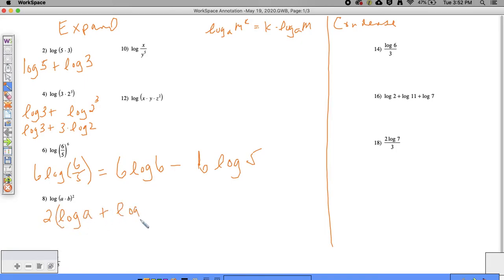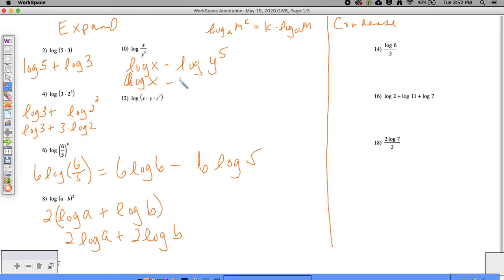So this is telling me that I can go ahead and do this, right? I had to bring the 2 down first, but my final answer should be 2 log of A plus 2 log of B, okay? Again, up here, you can do this where you're going to do the log of X minus the log of Y to the 5th, but you should remember the 5 has to come down. So this is going to be the log of X minus 5 times the log of Y.